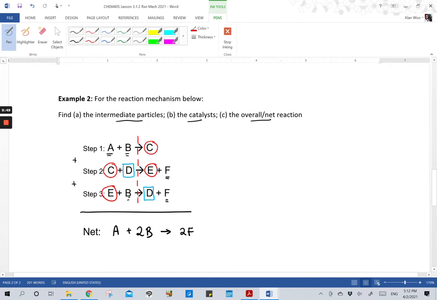Now, before I cancel them out, we need to figure out which ones are intermediates and which ones are catalysts. The easier one to look at first is actually the catalysts. The catalyst should appear on the reactant side first, because it is a reactant that you add into a reaction, and then it gets reformed later on as a product. So this one gets added in as a reactant, and then it gets reformed as a product. So D is a catalyst, and catalysts are not included in our net, so we can cancel them out.